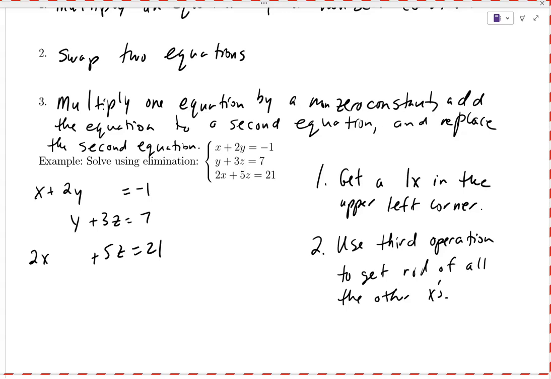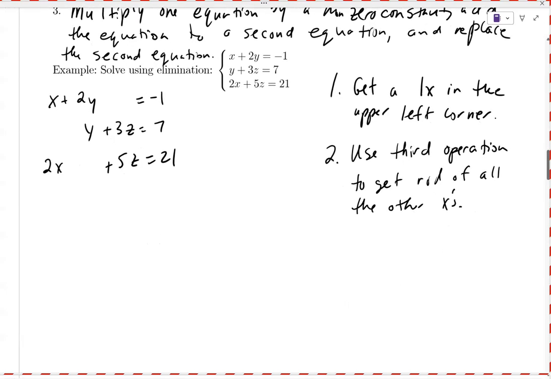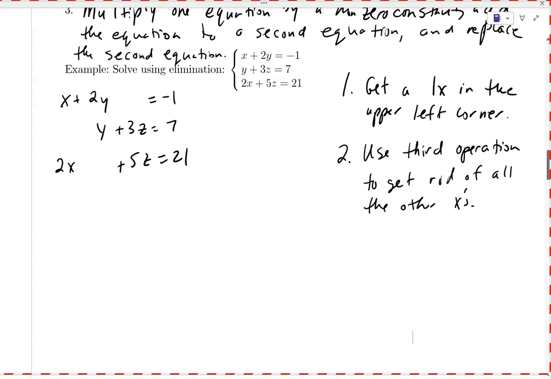So what do I want to do to get rid of this 2x? What do I need to do? Well, I need to multiply this x by -2 and add, right? Okay. So here's how we're going to write that. Since I'm writing my steps over here, I'll do it this way. Put it off to the side. I'm going to put an arrow, and I'm going to write this as -2e1 plus e3 and replace e3.